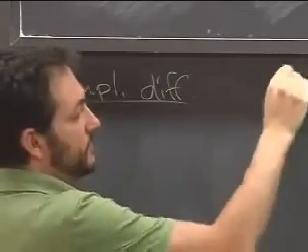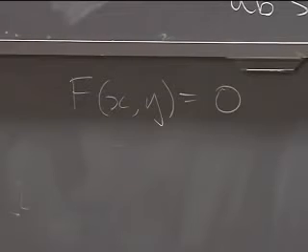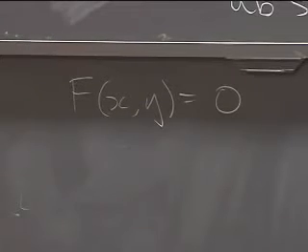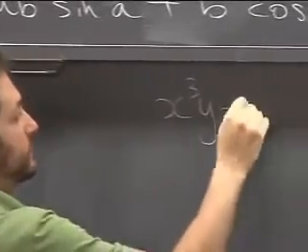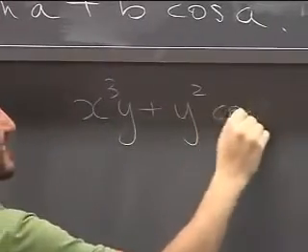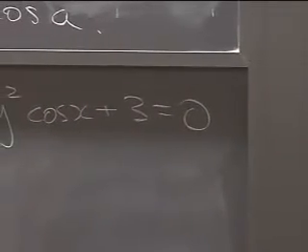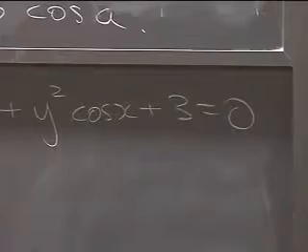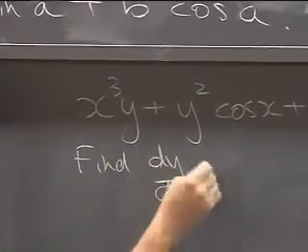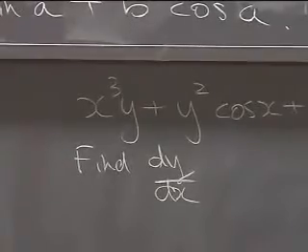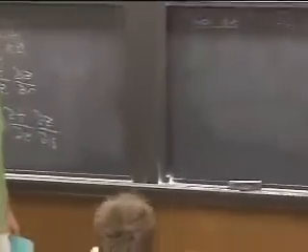So you may recall that when we were young and naive and didn't know multivariable calculus or partial derivatives, we would have some equation like f of x, y equals 0, say x cubed y plus y squared cosine x plus 3 equals 0. And we would say, okay, find dy/dx. That's a single variable problem, and you implicitly differentiate and you solve for dy/dx. But we actually have a better way of doing this now.